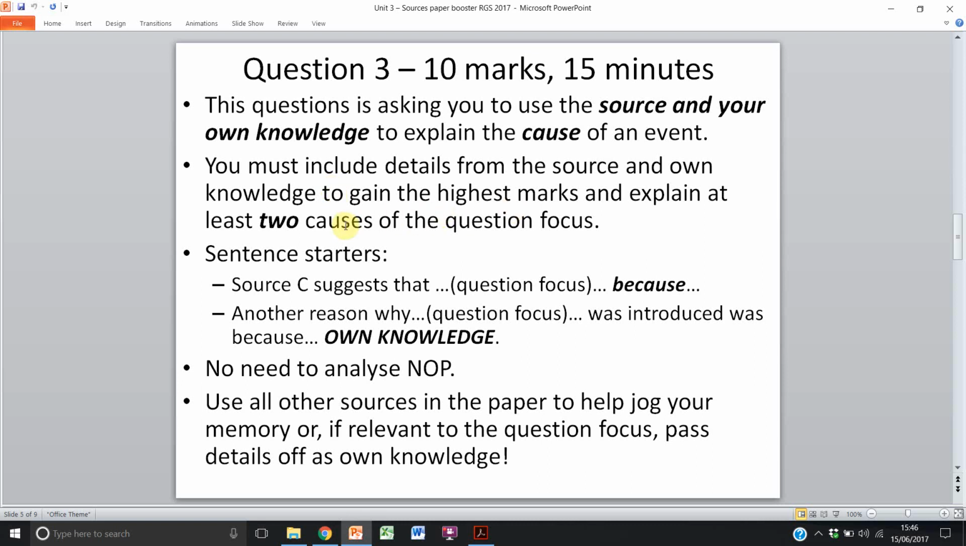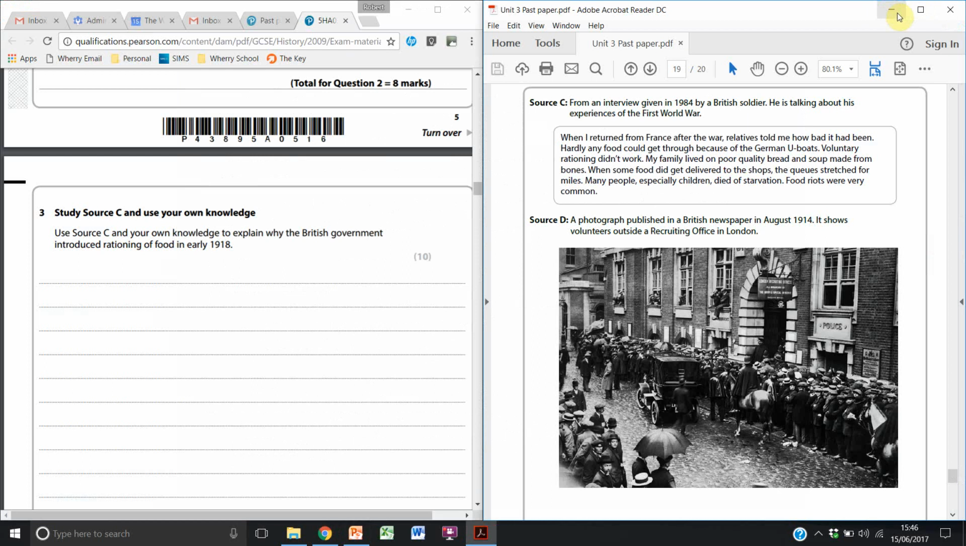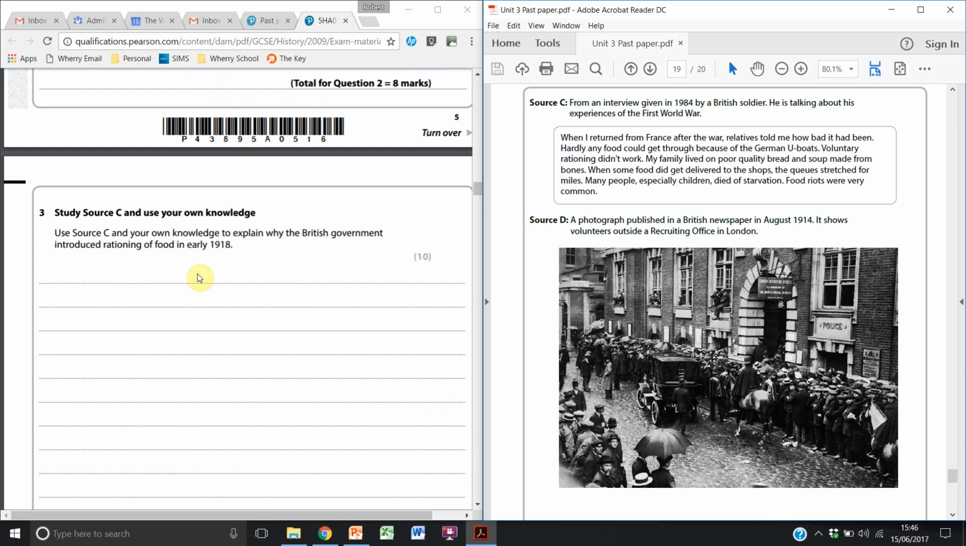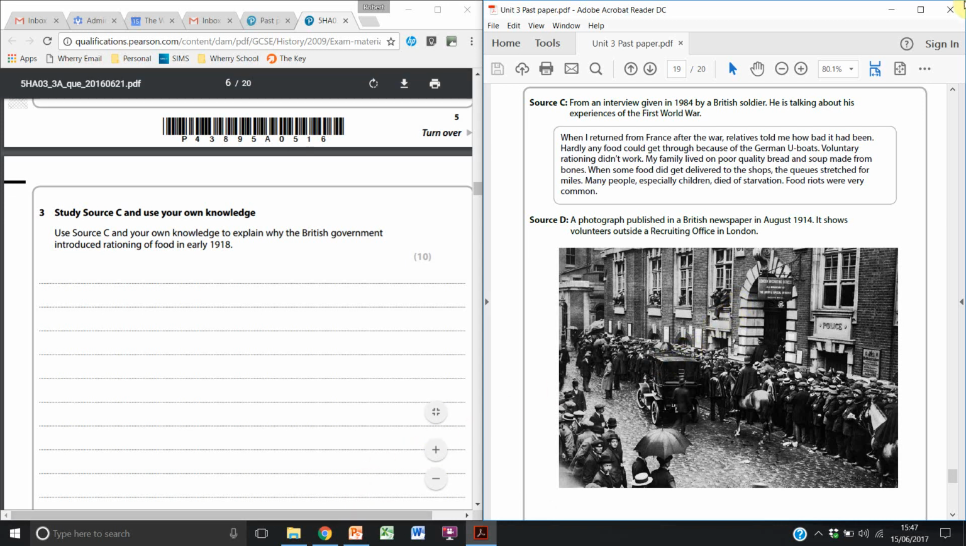And you need to explain at least 2 causes of the question focus. So if we just have a look at the example again, you need to give 2 reasons why the British government introduced rationing in 1918. You need to give at least 1 reason provided from source C and at least 1 reason from your own knowledge. Okay? If you don't include own knowledge in your answer, you can only get a maximum of 7 out of 10. So it's really, really important that you do so.